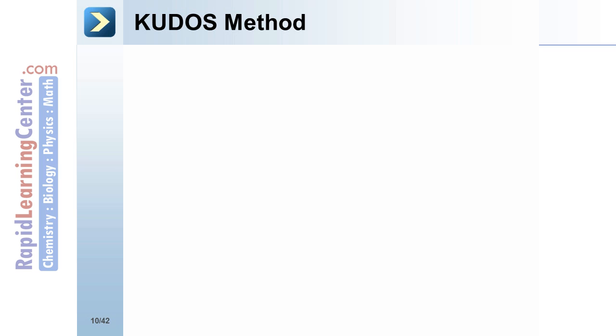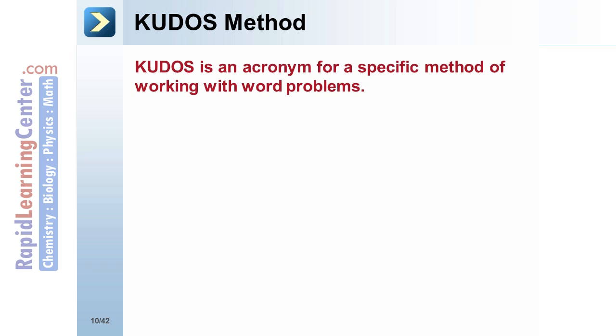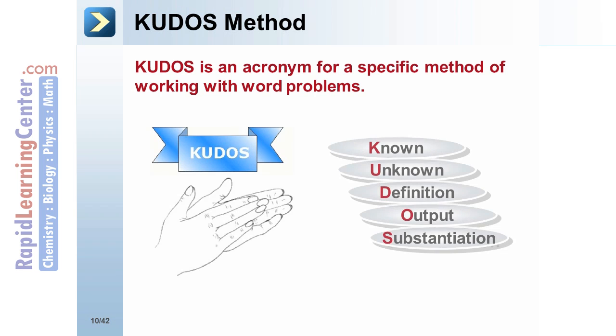KUDOS method. KUDOS is an acronym for a specific method of working with word problems. KUDOS stands for known, unknown, definition, output, and substantiation.